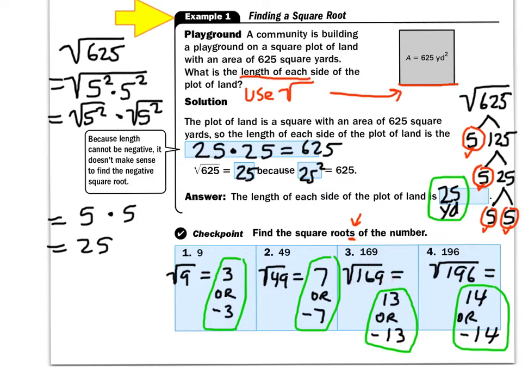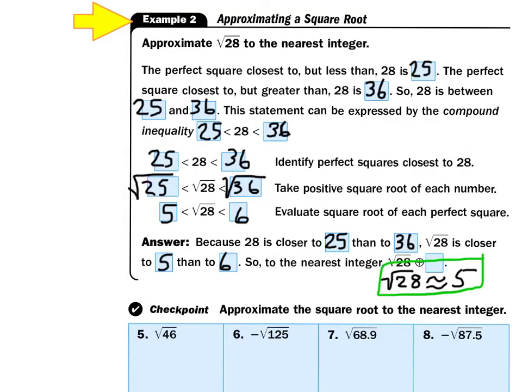Okay, the square root of 169 is just 13, or you could say negative 13. The square root of 196 is 14, or you could say negative 14. Okay, let's talk about example 2, approximating a square root.